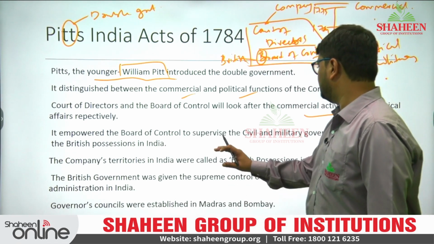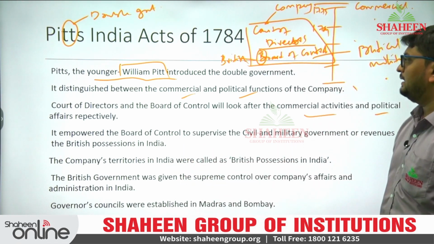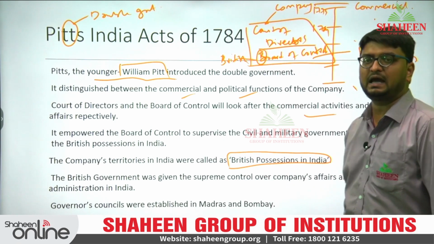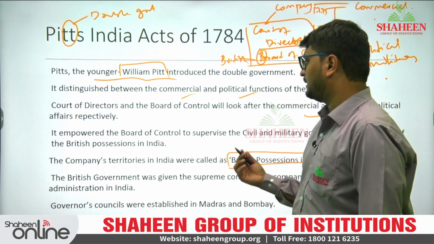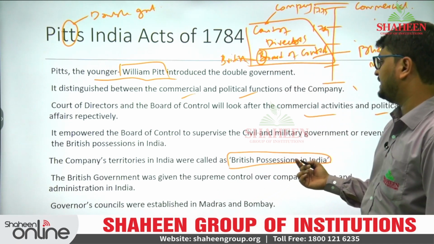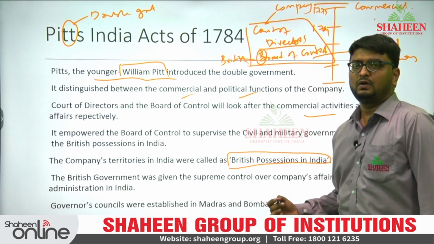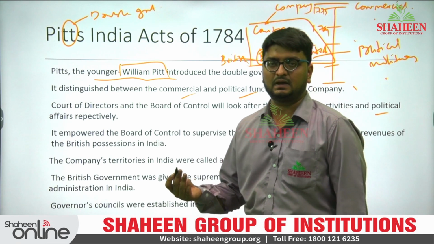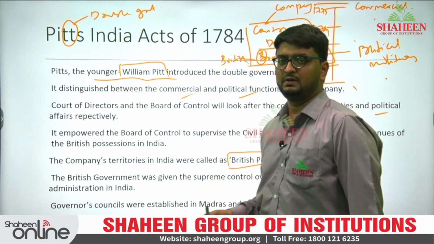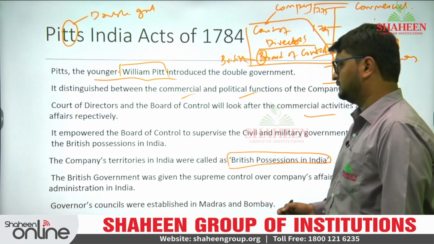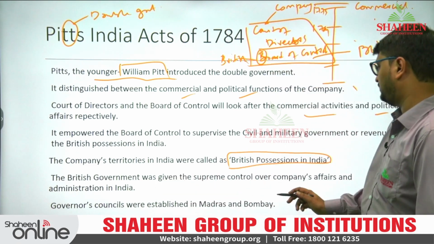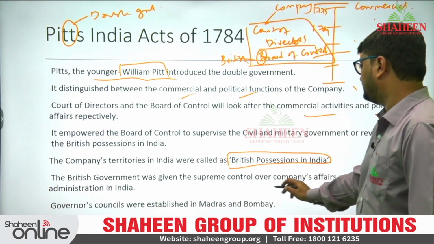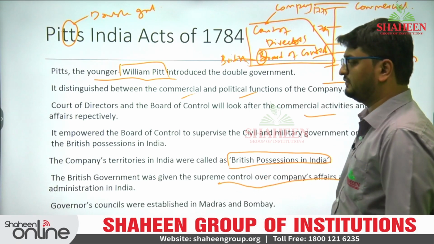Then you can see that the company's territories in India, by Pitt's India Act of 1784, were called British Possession in India. It was said for the first time that the company's territories in India are considered as British possession in India. So you can see that slowly the power of the British government is increasing and the strength of the East India Company is decreasing. So Pitt's India Act played a vital role in this. The British government was given supreme control over the company's affairs and administration in India. That is also true, that it now had supreme control over the company's affairs here.